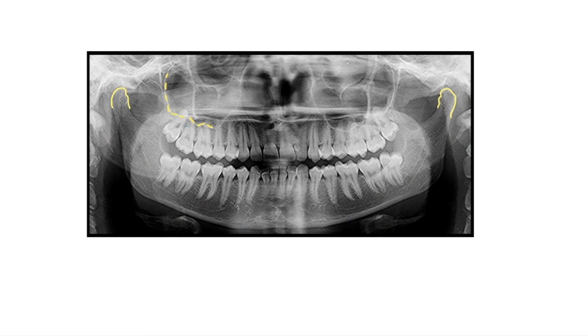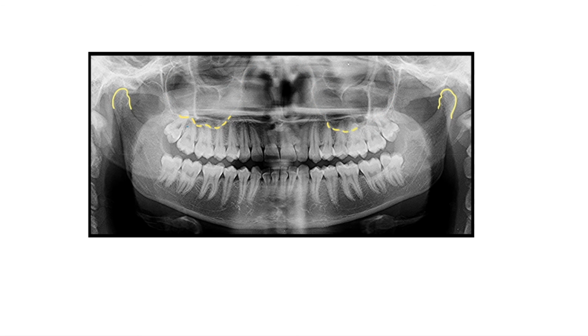Now come here. You can see these two big radiolucent structures. These are the maxillary sinuses. Here, just over the apex of the root of the posterior teeth, this thin radiopaque corticated line is the floor of the maxillary sinus. This is the medial wall and this is the posterior wall.